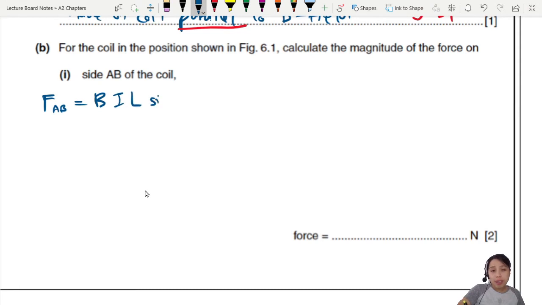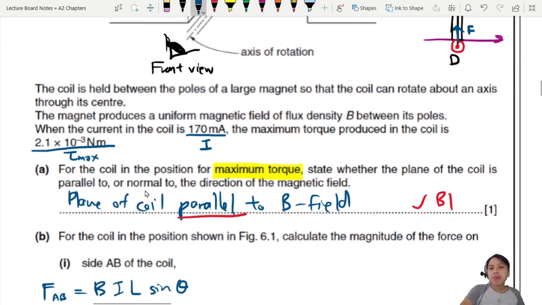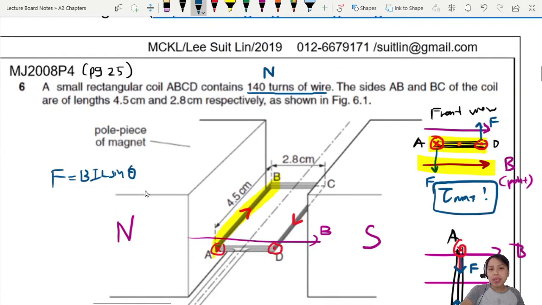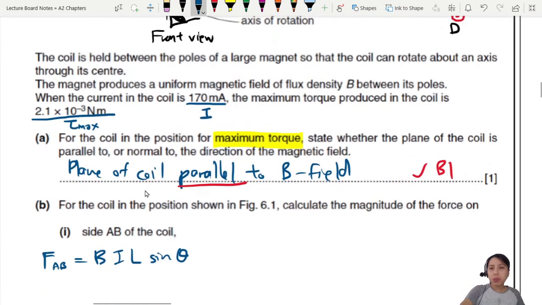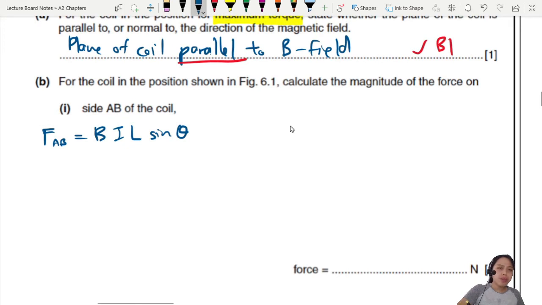BIL sine theta. Do we know B? Wait. They didn't give us B. No B, how to calculate? Cannot, eh? We don't have enough information. They only told us it's a flux density B. That's all. They didn't tell us what value. So, unfortunately, good idea, but I don't think we have enough information to use this yet. So, no. Cannot use that.